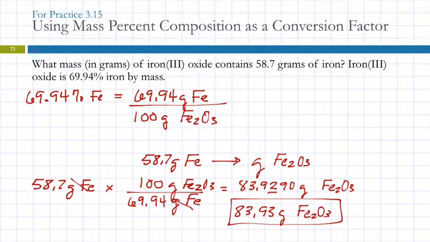I don't have to do the whole thing over again. I wrote it out. See, I screw up too. So it should only have 3 significant figures, so it should stop there. So it should be 83.9. So I'm just going to erase that. There we go. Questions?